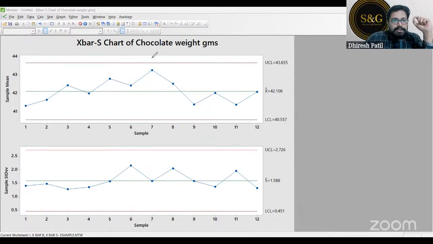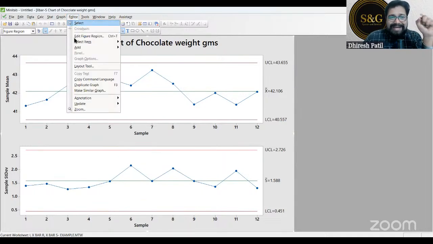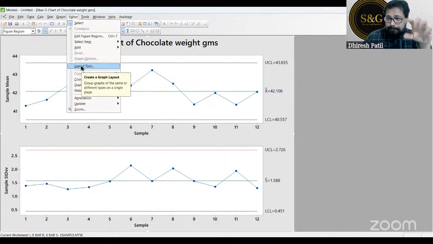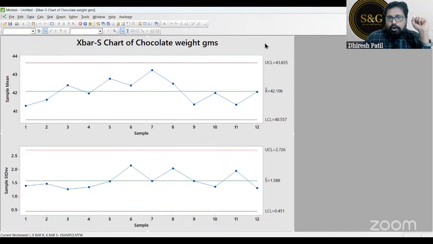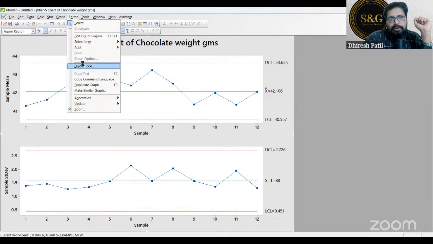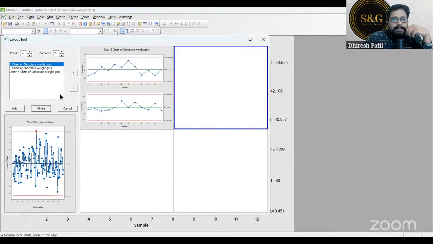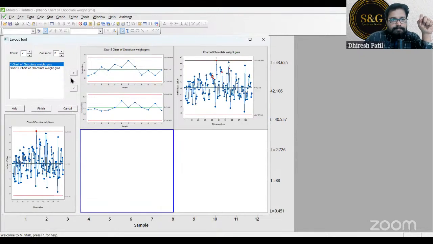Now let me put all these graphs in one layout. Just click on the graph, whatever graph we have covered, and go to Editor and go to the Layout tool. Try to understand this. Now here, just select all these graphs on the right hand side.